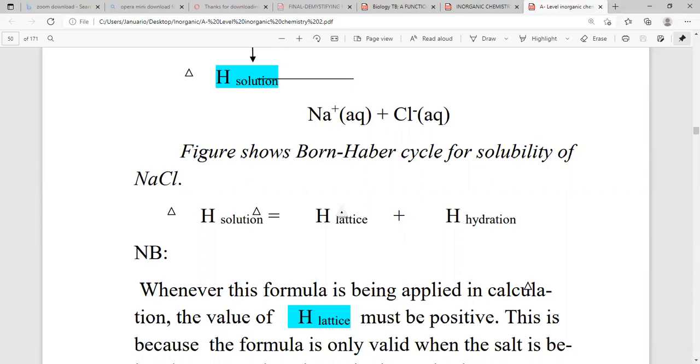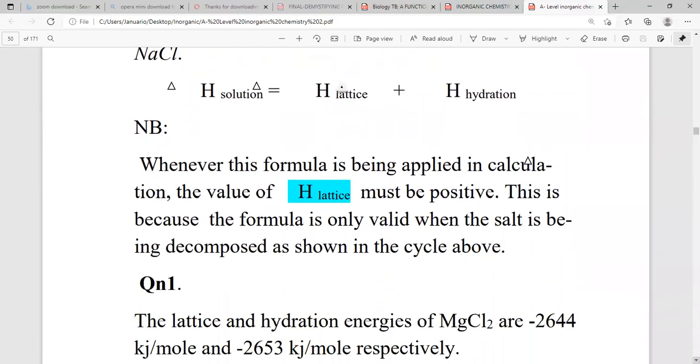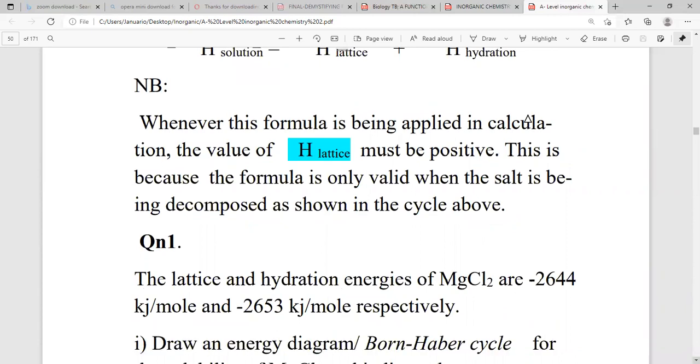And whenever this formula is applied, the value of lattice energy must be positive. It is because the formula is only valid when the salt is being decomposed, as shown in the cycle above. But if the salt is being formed, then we cannot use such a formula showing that the enthalpy change of solution is equal to lattice energy plus hydration energy.